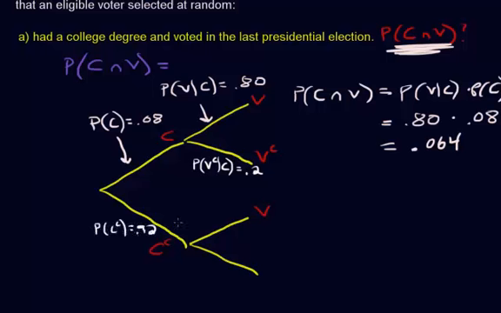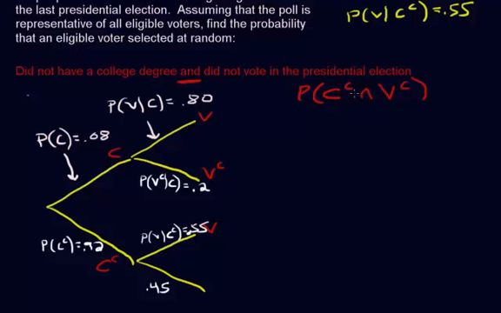All right, second question. Did not have a college degree and did not vote in the presidential election. Well, I bring up my tree diagram again. What I want is the probability that you do not have a college degree and you did not vote. So what this is, it's going up the not college degree branch and the not voted branch. That's actually right here. So let's go down the not college degree branch, not voting branch.